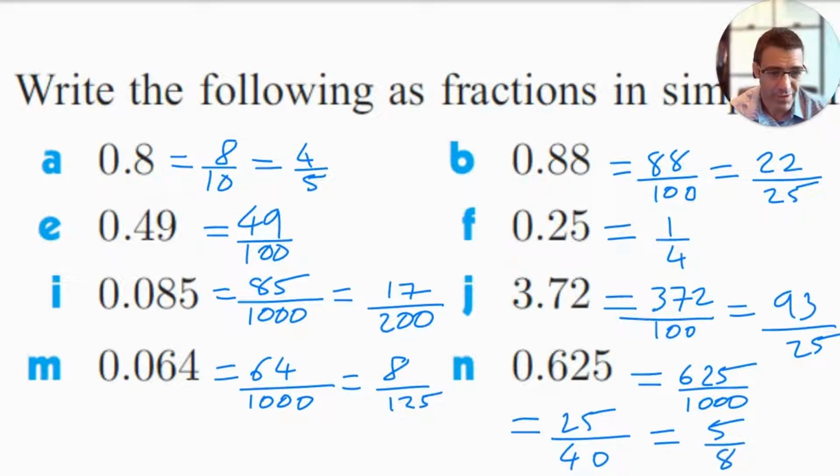Divide top and bottom by 5. I could have gone faster with this question, realizing that the top and the bottom are both divisible by 125. So 625 divided by 125 is 5, and 1,000 divided by 125 is 8. That would have been the best way to do that question. I hope this was useful. So what are we doing here?